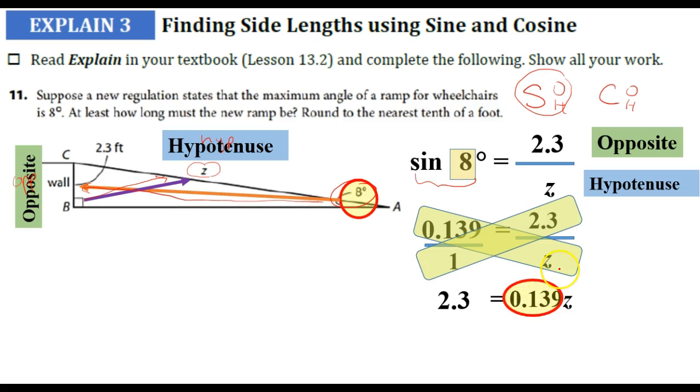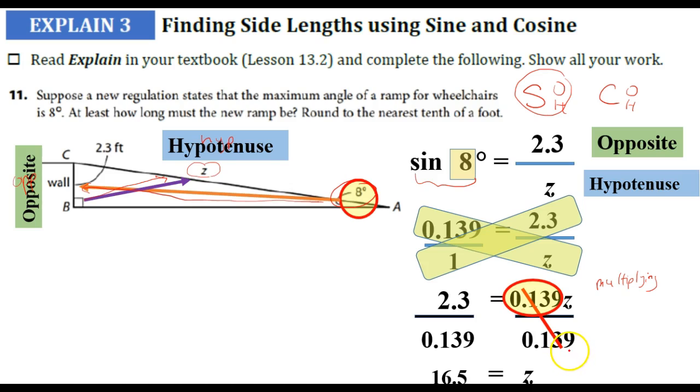Let's do the opposite of multiplying, which is what? What's the opposite of multiplying? Dividing! So we're going to divide both sides by that 0.139. That goes away. And take a minute, calculate what z would be. That would be about 16.5. So it has to be about 16.5 feet long.